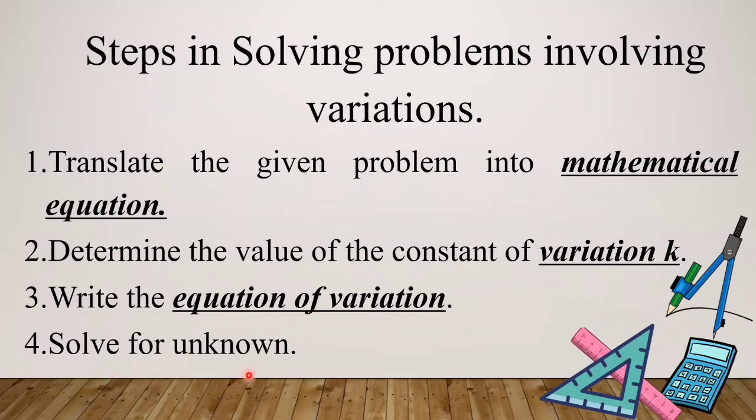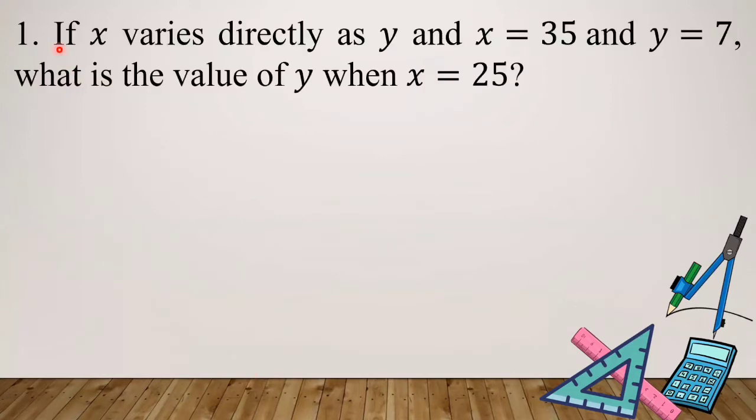So let's consider this example, class. Number 1. If x varies directly as y and x is equal to 35 and y is equal to 7, what is the value of y when x is equal to 25? The first step is to find the phrase that will give us a clue to know the variation in the given problem. As we can see, this is "varies directly," meaning this is an example of direct variation.